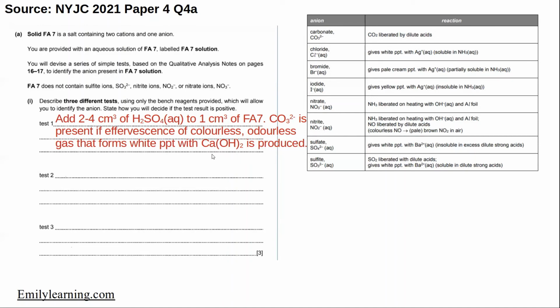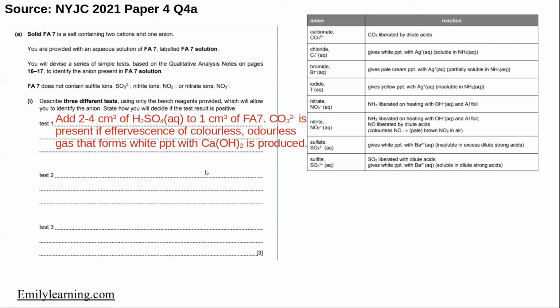So we'll use lime water to test for carbon dioxide. So Ca(OH)2 is basically your lime water. So add calcium hydroxide solution. If white PPT is formed when we bubble the gas in, that means the unknown anion is carbonate. So that's the first test.